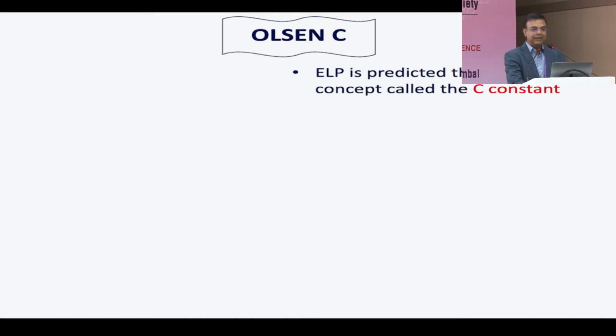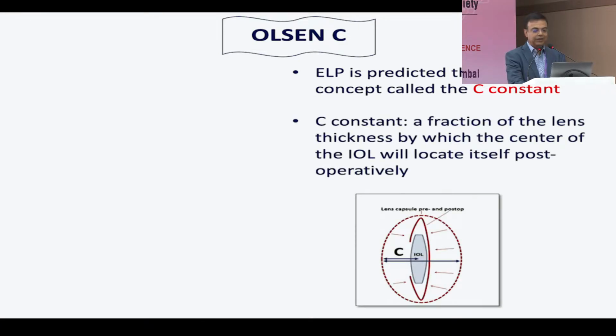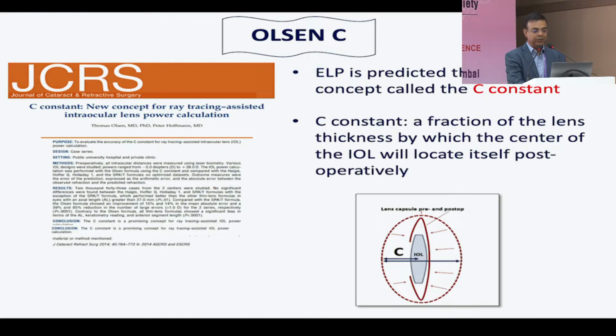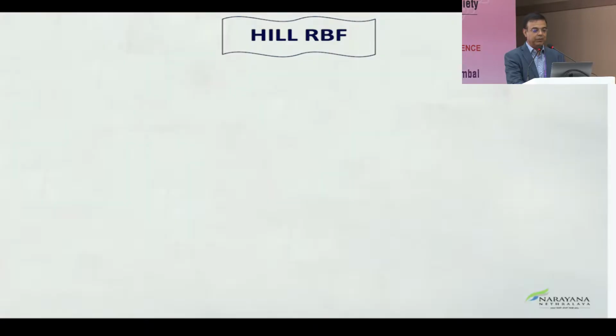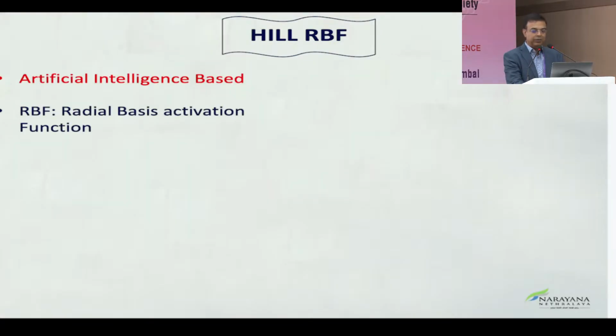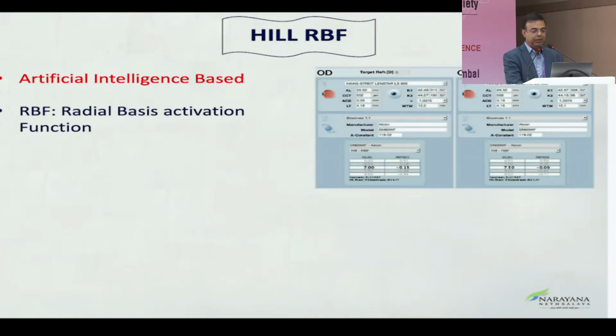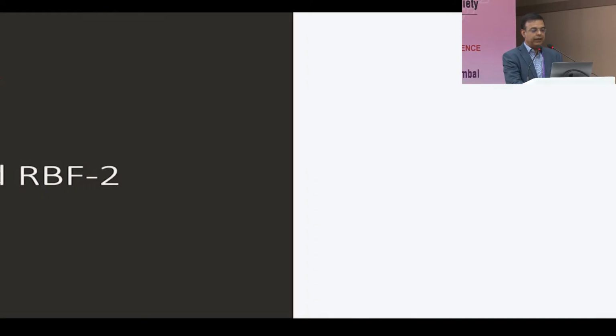The Olsen C came in with a lot of promise. It's a ray tracing formula and uses the C constant. I don't use it personally. It has been popular with some surgeons. I tried to use it a few years back, wasn't so satisfied, but it is still one of the popular formulas. And I did work with Warren Hill in validating the Hill RBF from the Indian data point, and it does not depend on the ELP, so that's the advantage, and it's an artificial intelligence formula.